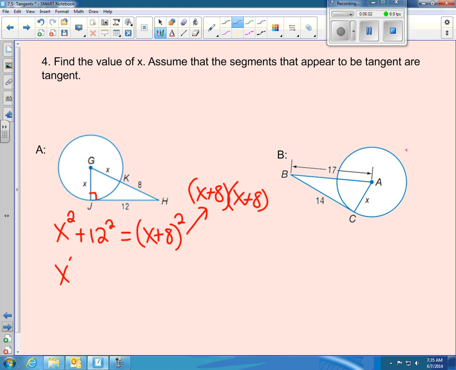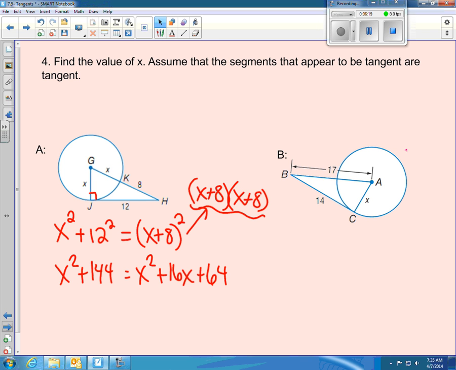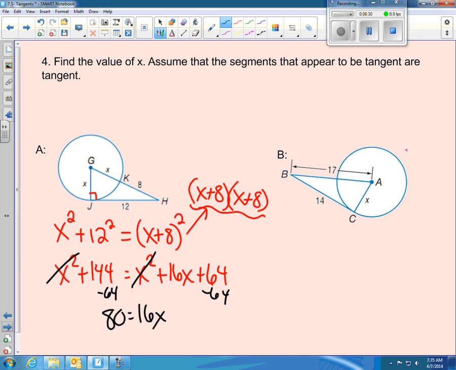Okay, so we get x squared plus 144 equals, if we go ahead and FOIL or box method this, we should have x squared plus 16x, because I combine my two middle terms, plus 64. Now in this problem, my x squareds are going to cancel out on both sides. So I can subtract 64, and we get 80 equals 16x. Take 80 and divide it by 16, and we find x to equal 5.